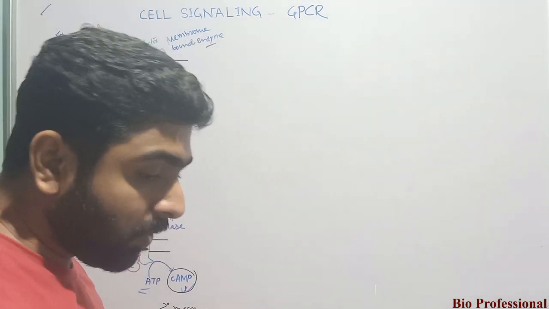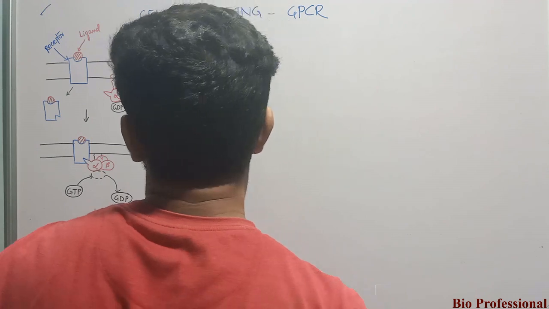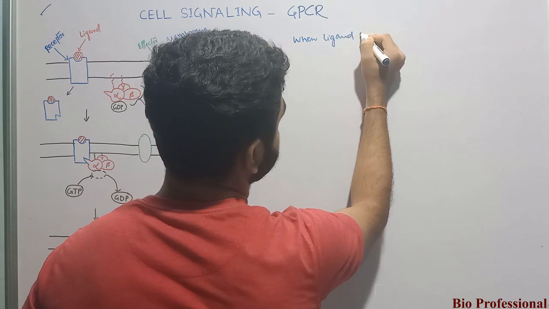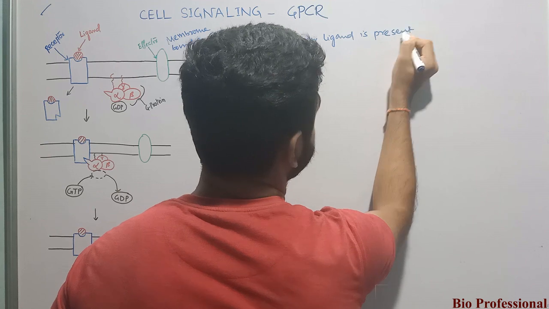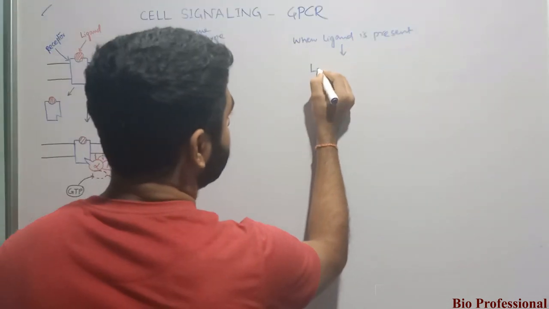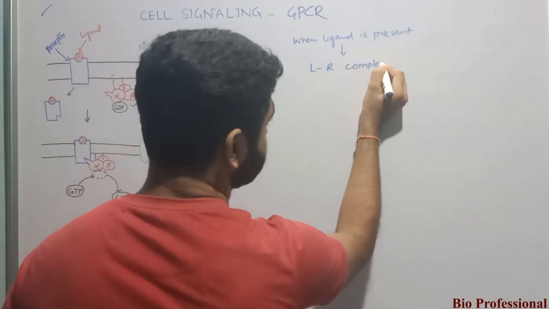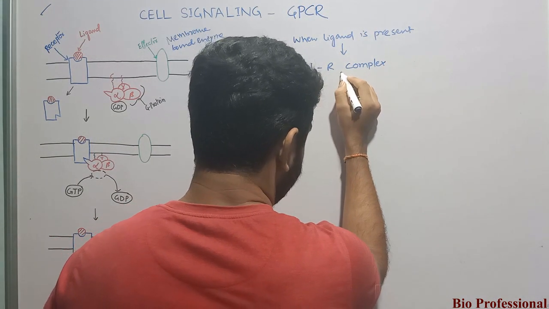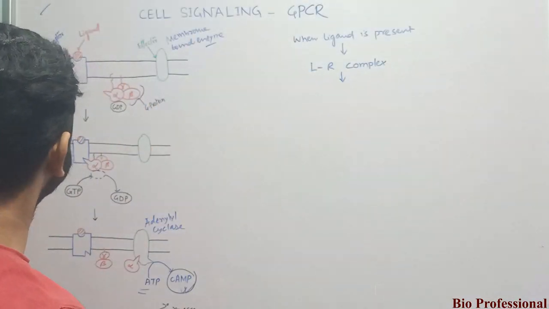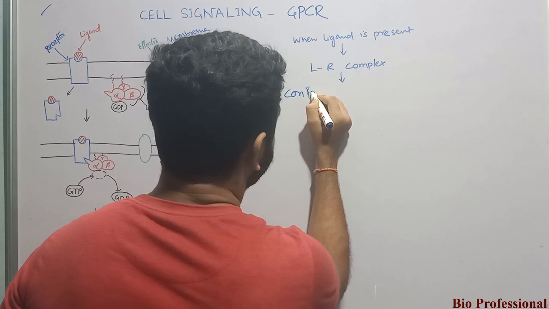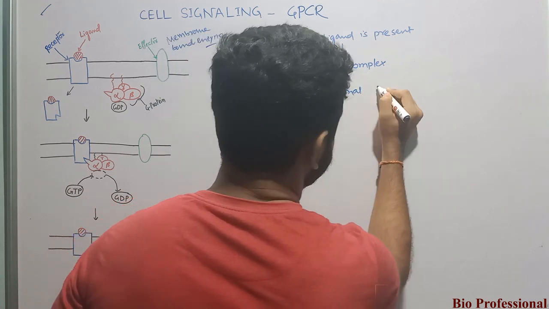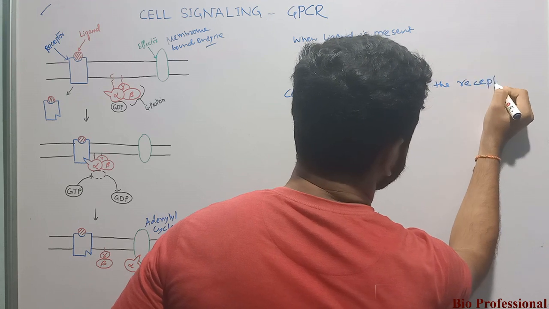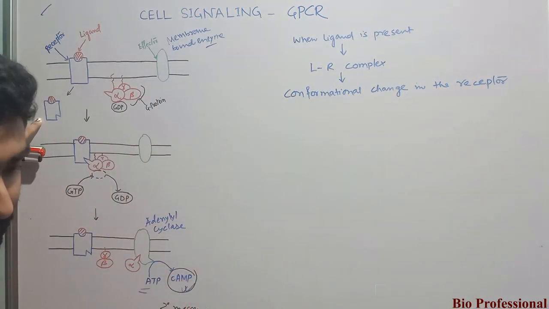Okay, so when ligand is present, at the very first step there is ligand, and then the ligand receptor complex will be formed. These are the steps of the G protein signaling, right? So there is ligand receptor complex, and after that what will happen? Conformational change in the receptor. Okay, there is conformational change in the receptor.